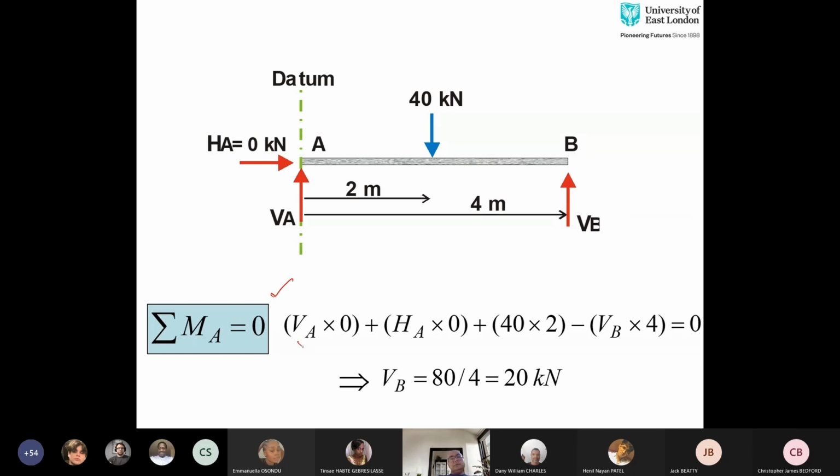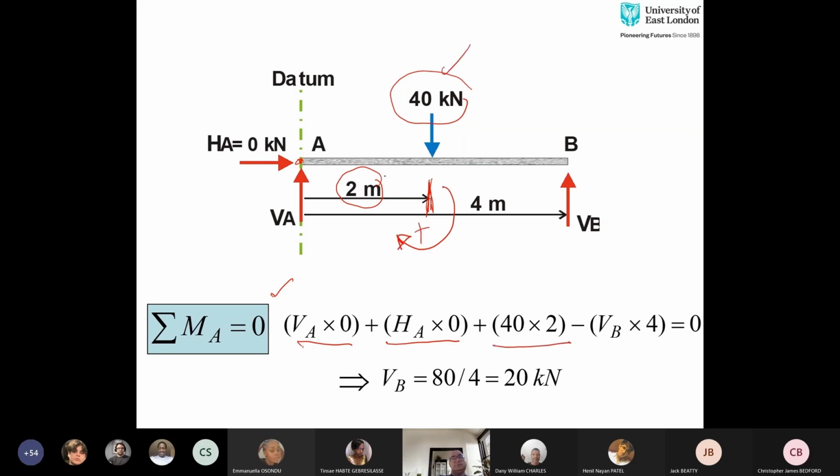Now VA times 0 because there is no lever arm, HA times 0 because there is no lever arm, and then we have this force 40 kilonewton. The definition of moment is force times perpendicular distance. Force is 40 times perpendicular distance is 2. 40 times 2 will give me moment, and this is going in the same direction as the clock, so that is the reason it is positive.